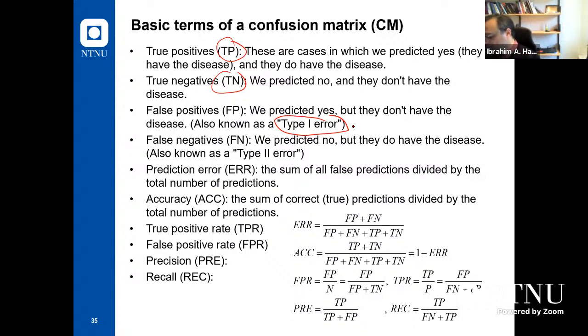So we call it type 1 error. False negative, this is very dangerous. False negative, because he is positive, but he has been misclassified as negative. So we predict no, but they do have the disease. And we call this one type 2 error.